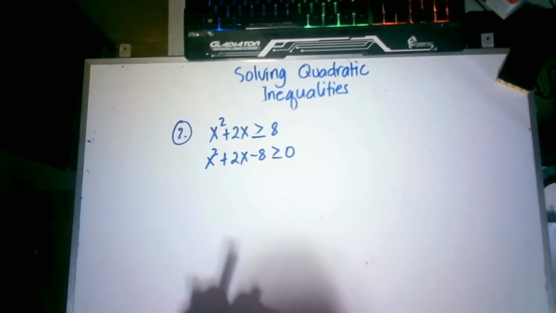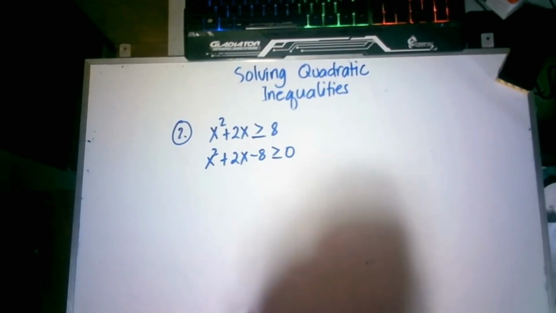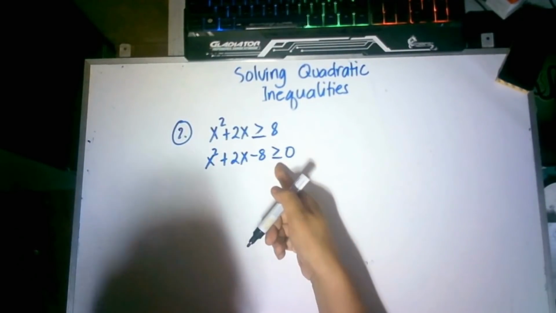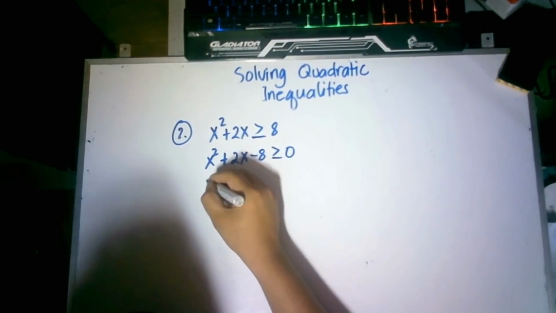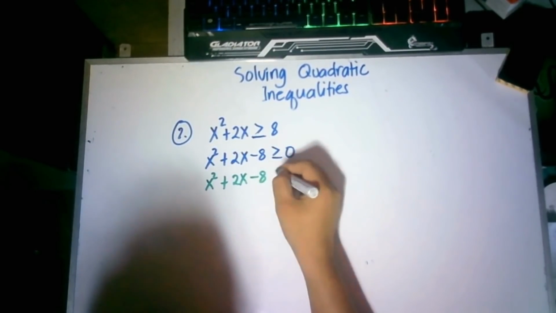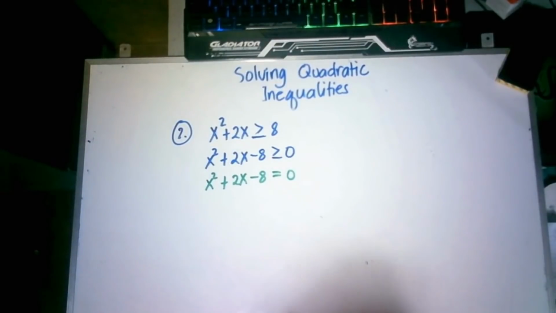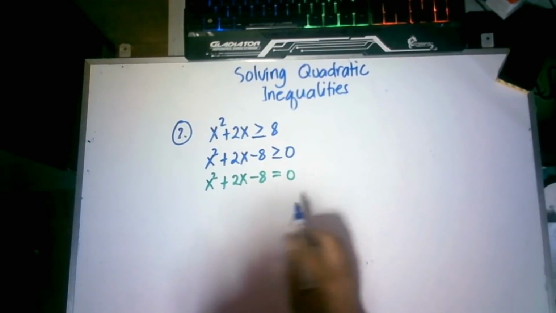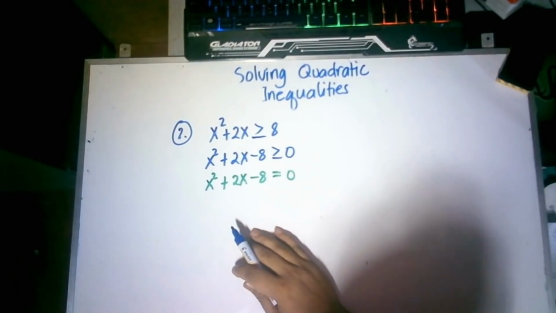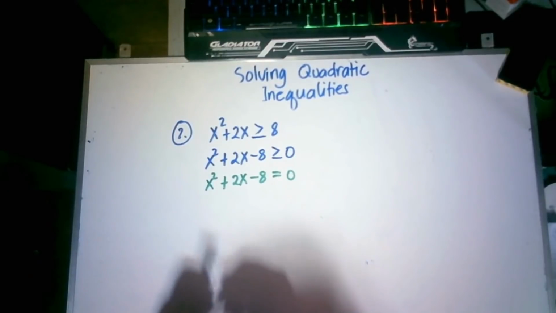After that, we'll find the boundary by making this into the standard form of a quadratic equation. So this becomes x squared plus 2x minus 8 equals 0. That is the second step. We make it equal to 0 to find the restrictions or boundaries by solving for the values of x.